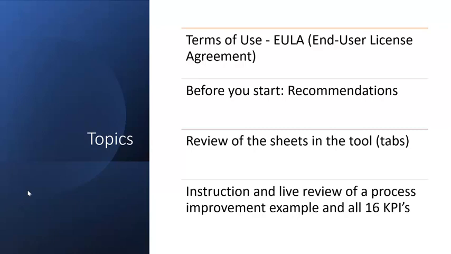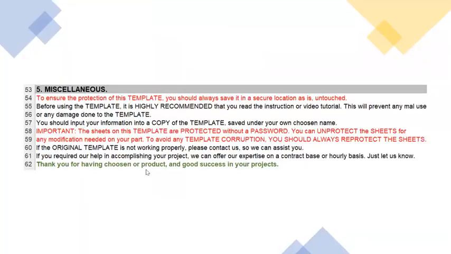The topic of this presentation: recommendations before you start, review of the sheets in the tools, the Excel tabs, and basically we're going to go through an instruction and live review of a process improvement example and look at the 16 KPIs and see how you can adapt it to your need.